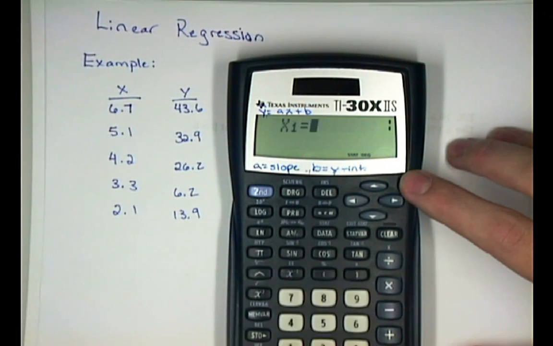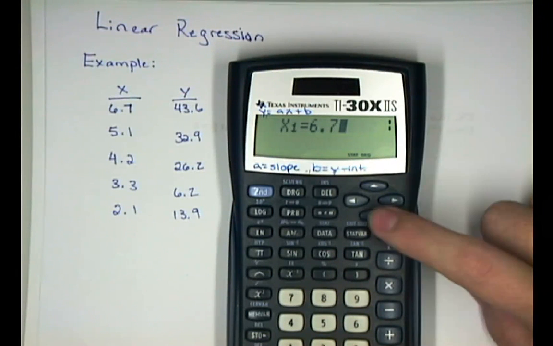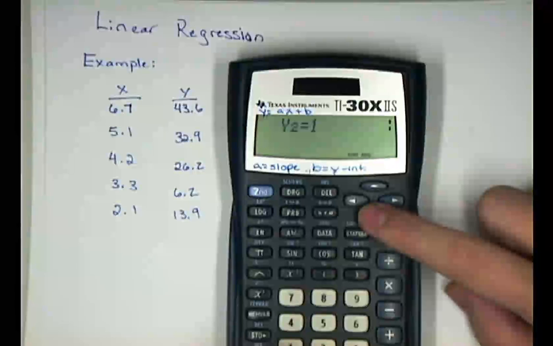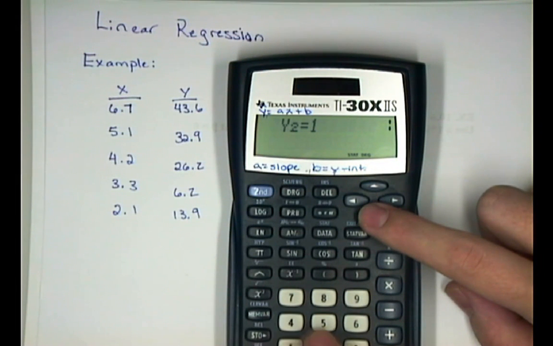Then to enter the data, you go to data, and it prompts you for your first x, which in this example is 6.7. And I like to press the down keys to scroll through the different data points. It's wanting y1, so we'll change that to 43.6, and then we'll hit down, and x2 is 5.1, and then y2 is 32.9, and then x3 is 4.2, and then 26.2, and 3.3, and 6.2.